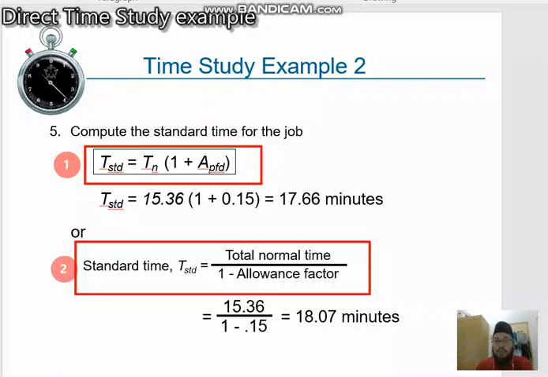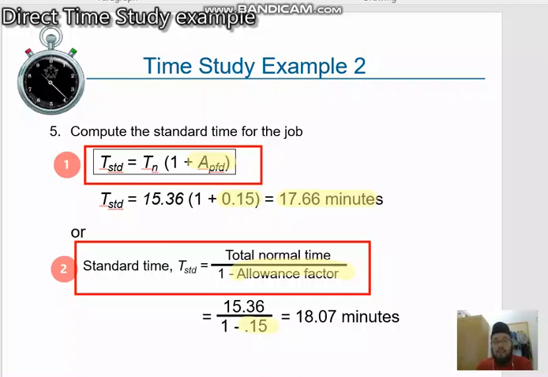In standard time, the allowance factor is considered in the calculations. So in the first formula, the 15.36 normal time for that task times 1.15. So the standard time for this task is 17.66 minutes. Or we can use the second formula here. So the standard time is 18.07 minutes.